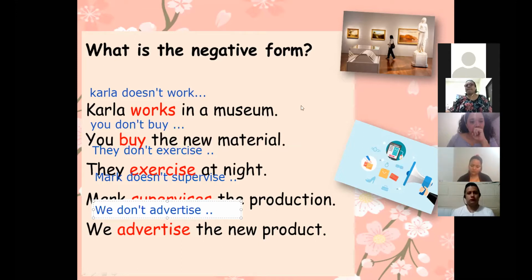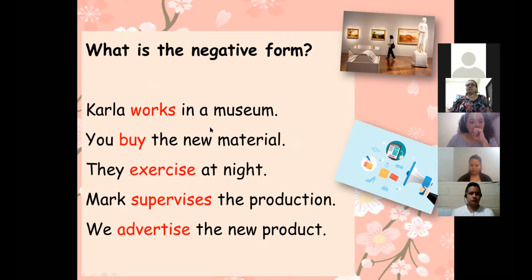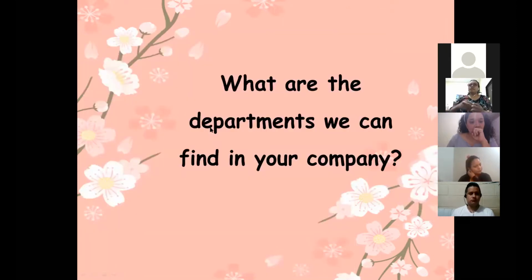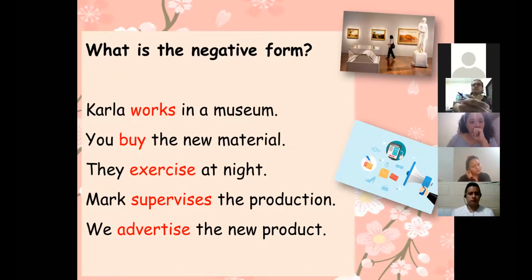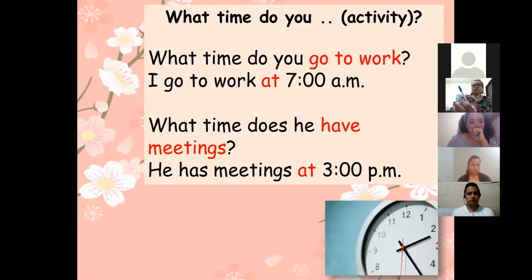So look, this is what we studied before. Affirmatives, negatives, using don't, using doesn't. Okay, this is a quick review of everything that we studied before. But we are going to practice. I want you to practice right now this. What time do you? This is what I want you to practice in this moment.